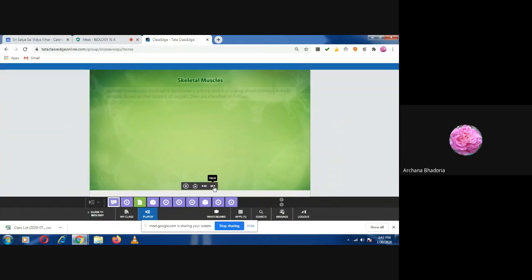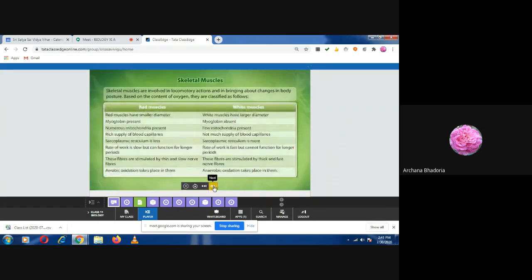So we find sliding filaments, red muscles and white muscles. This is also given in the textbook. You can read it and make the difference. They have smaller diameter, they have larger diameter. Myoglobin is present and myoglobin is absent. Remember, the protein is known as myoglobin. This protein is present in the red one, so it appears red. White muscles do not have myoglobin, that is why they do not have the red color.